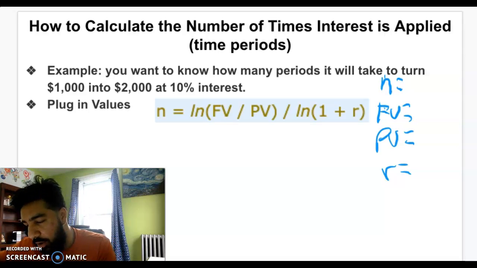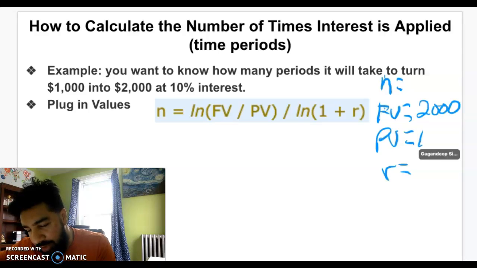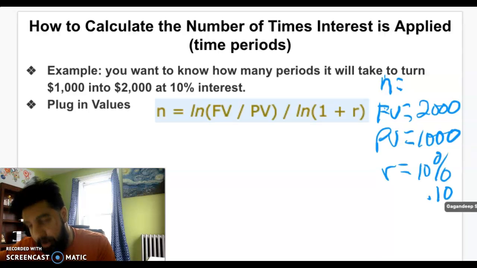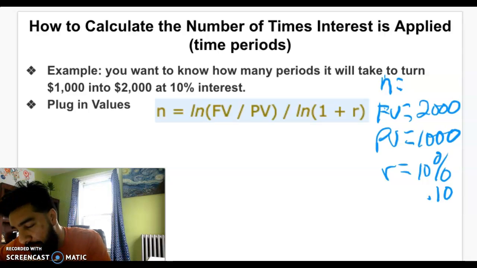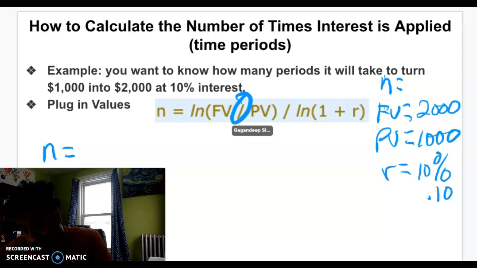So again, n we don't know. Future value is $2,000. That's what I'd like to have one day. Right now, I have $1,000. My interest rate is 10%, which remember, is 0.10. Now let's go ahead and plug in those values. N equals, and remember, these are division signs. Don't forget that.